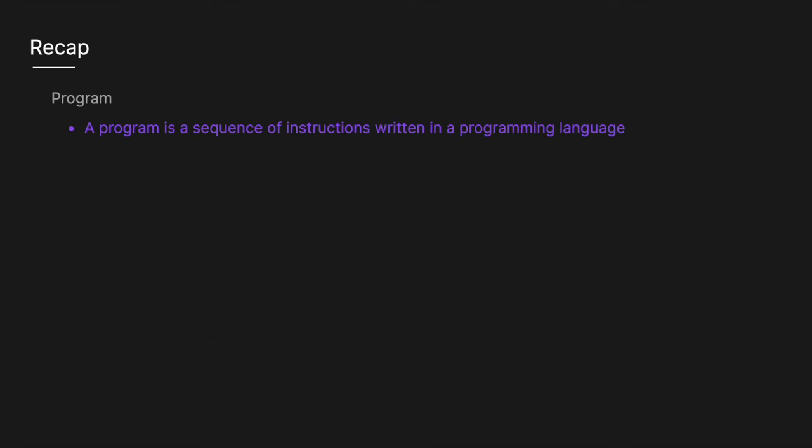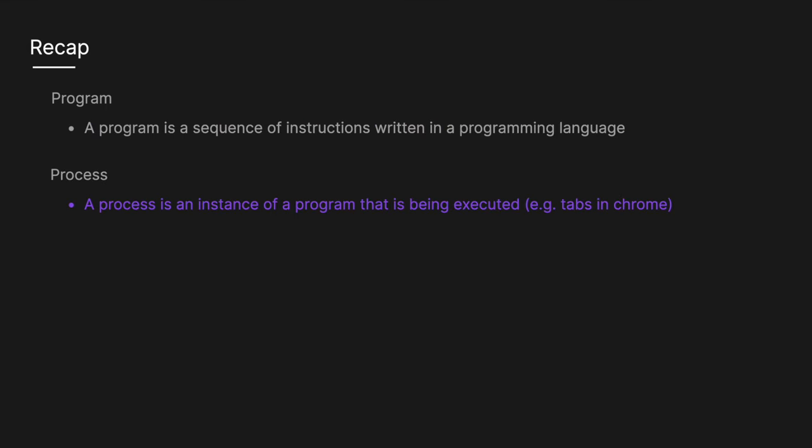Finally, to recap, a program is a sequence of instructions written in a programming language, a process is an instance of a program that is being executed, and a thread is a unit of execution within a process. I hope this was a clear explanation of the differences between processes and threads.